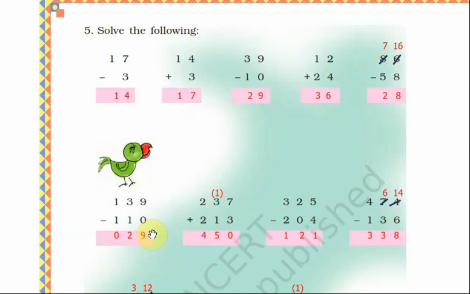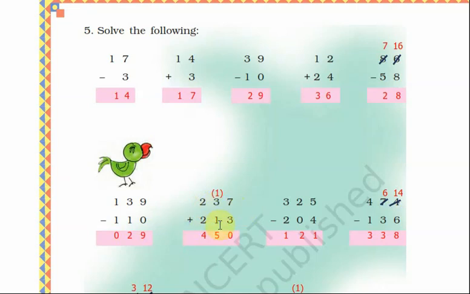139 minus 110. Next question is 139 minus 110. Starting from the ones place, 9 minus 0, how much? 9 minus 0 is 9. Moving to the tens place, 3 minus 1 is 2. And moving to the hundreds place, 1 minus 1 is 0. So what is the answer? Answer is 29. Okay. Next question.